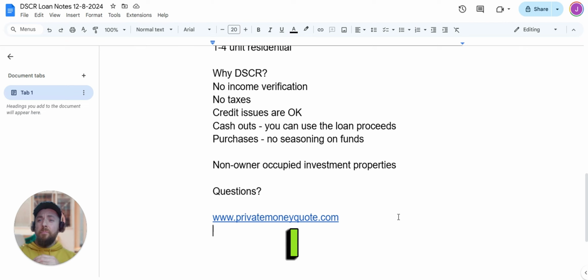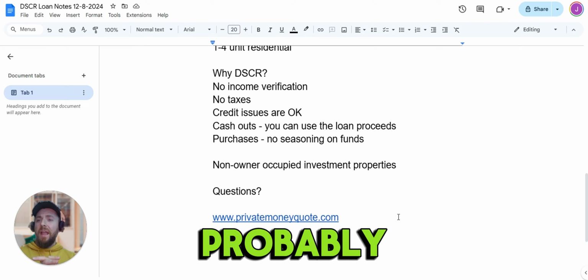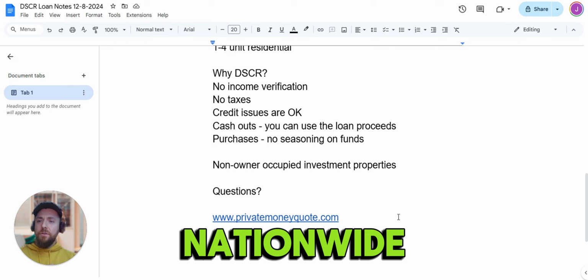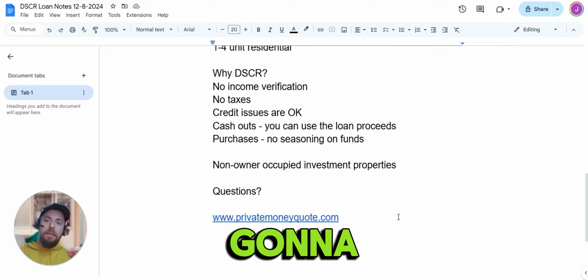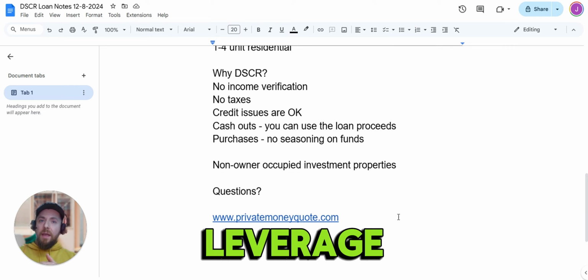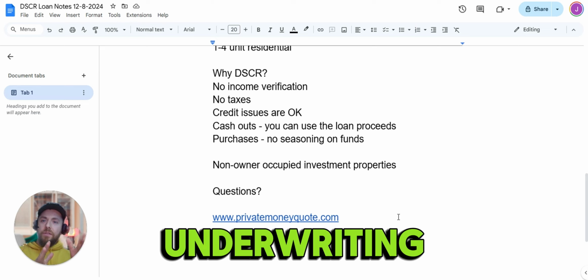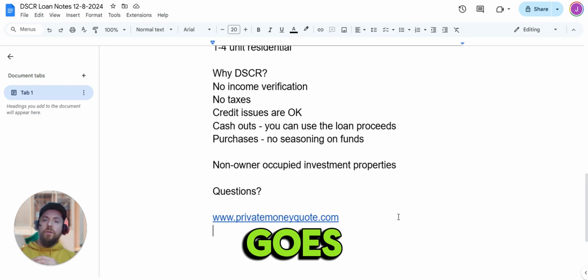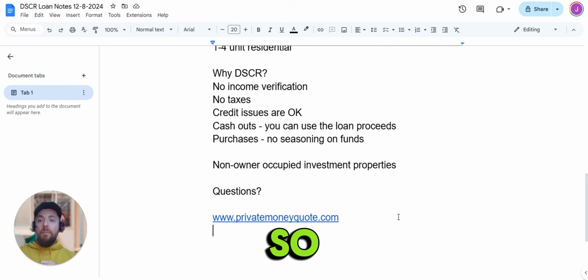The requirements I said here cover probably 85 to 90% of nationwide lenders. The big difference you're going to find is the leverage and the underwriting, as far as how loose they are, as far as what they look at. So I've saved you a lot of time, I believe.